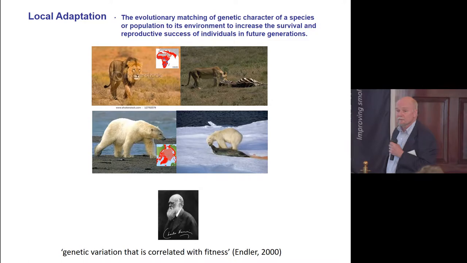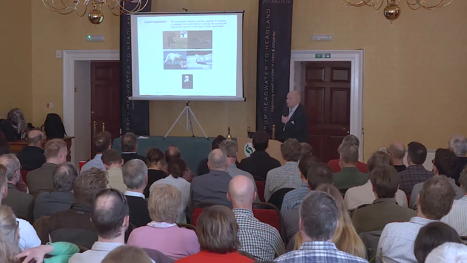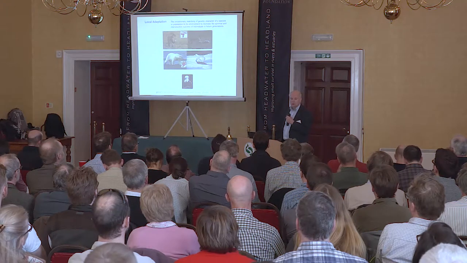So you can describe it in different ways, but local adaptation is something that promotes fitness and therefore promotes survival and reproductive success. You can look at it another way. It's genetic variation that's correlated with fitness. That's a bit more technical, but what it means is adjusting the genetics of populations of organisms in order to increase their fitness and therefore their abundance ultimately. Now, a very obvious example of that at a species level is the difference between a lion and a polar bear. They're adapted to different environments, and those are genetic differences. Where it's more difficult to see it is when you look within so-called species.